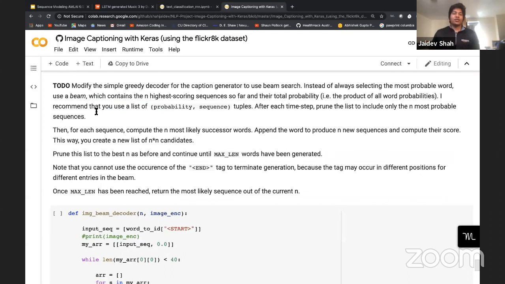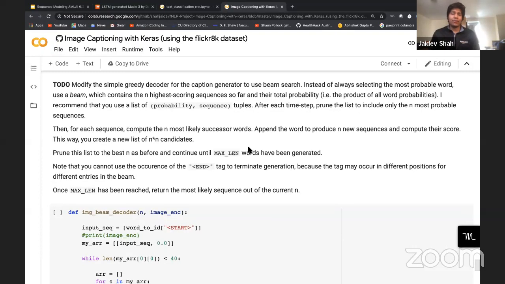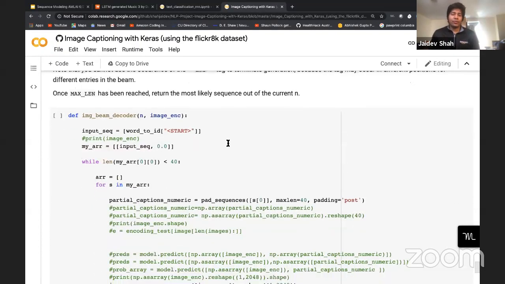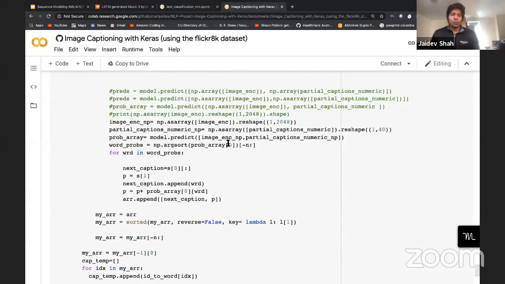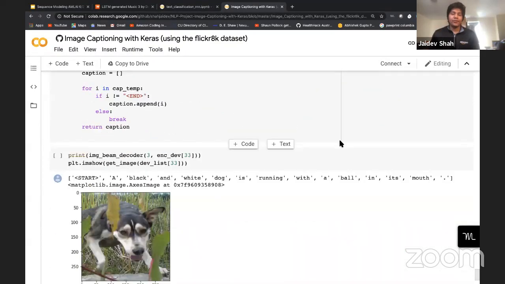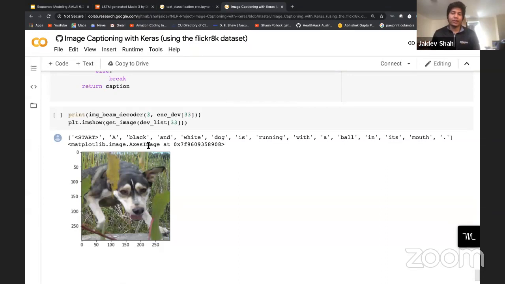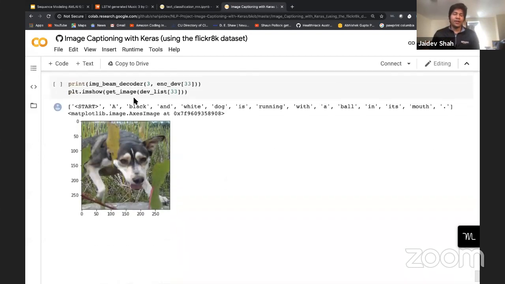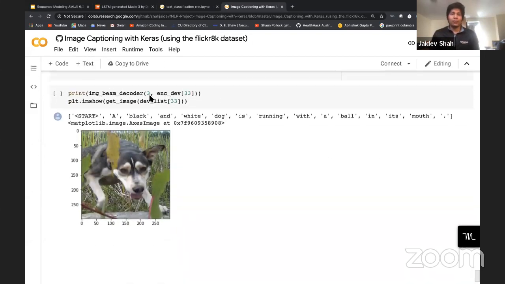So a trick here is, instead of choosing the most probable word when you're coming up with the output at a certain time step, you sample from it. You sample from the different words that could come up. And that improves the captions. For example, this is a black and white dog is running with a ball in its mouth. It's near perfect. And this is actually something which you can do on Colab in a couple of days.